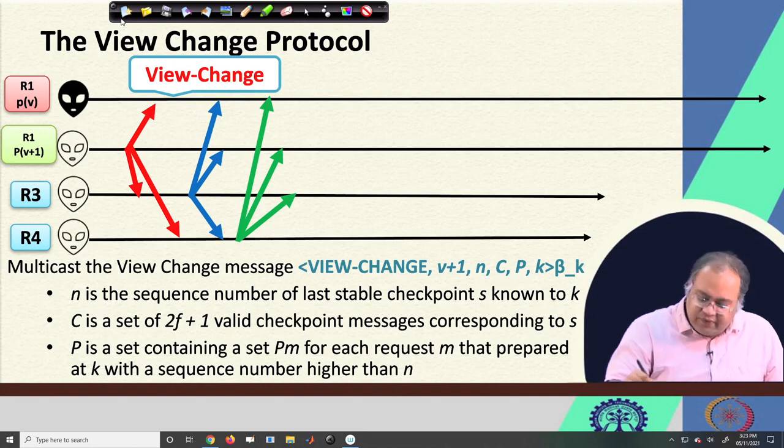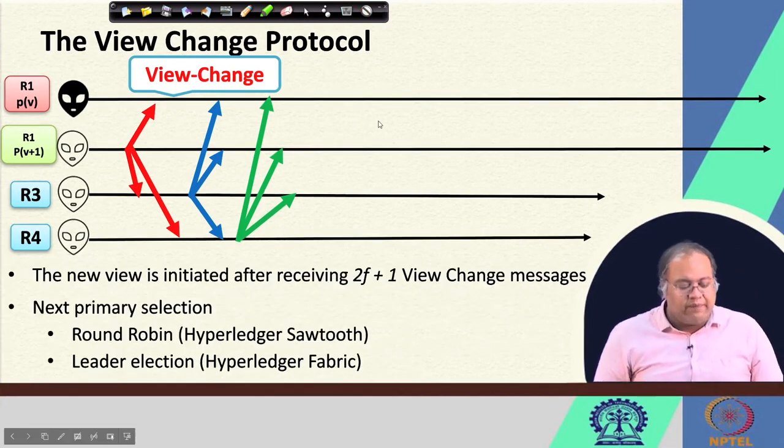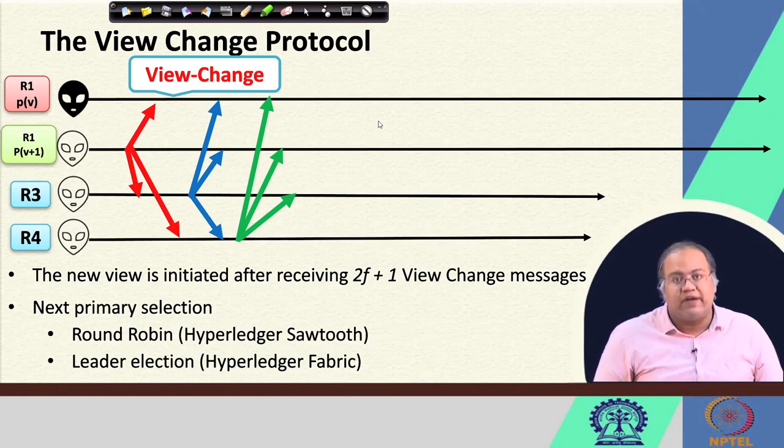Now, whenever this information has been shared with the nodes, the new view is initialized after receiving 2f plus 1 view change messages. So, you know that 2f plus 1 is the quorum for PBFT. So, you wait for such 2f plus 1 view change messages. When you receive them, you have reached the quorum, so you initiate a new view. Now, you select the next primary.